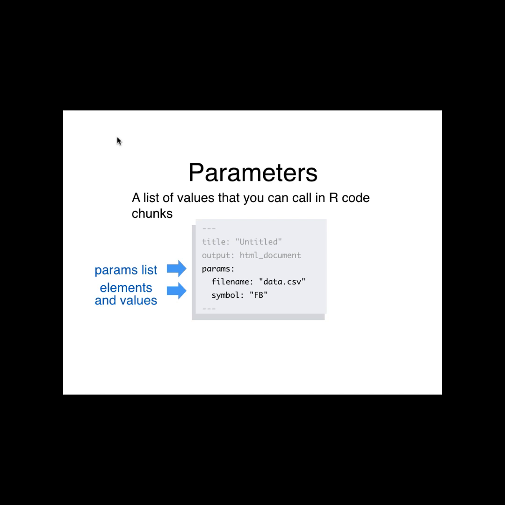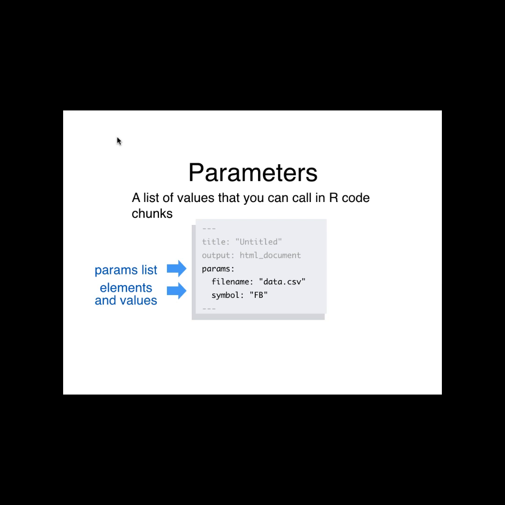You can call parameters anything. Parameters can be just a YAML header that looks for title, looks for output, looks for params. But within params, you can have any key value pair that you want. So I have gene, right? And gene is a key, and the value is MDH2. Here, file name is data.csv.